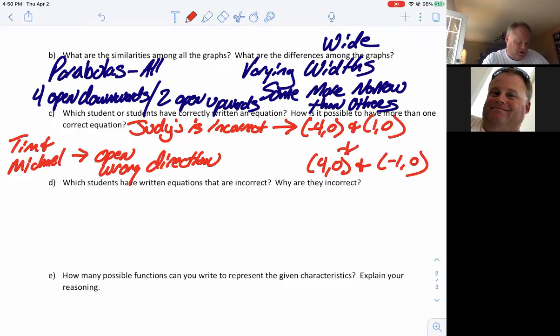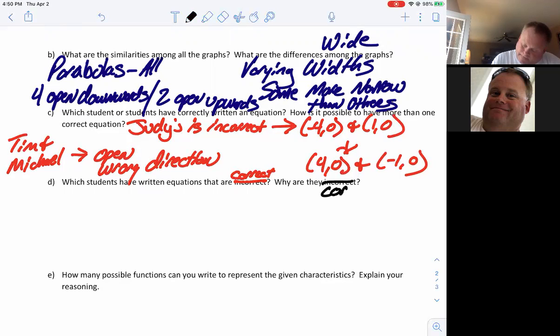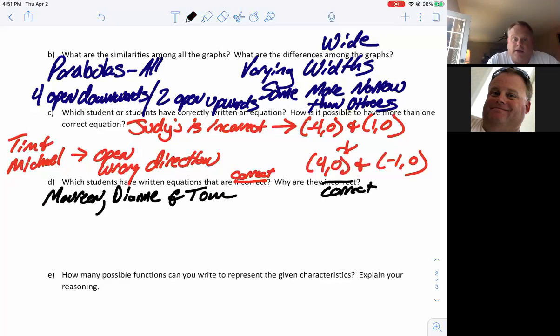So I'm going to kind of modify that. That should say correct. Okay, that should say correct and not incorrect. And why are they correct? Well, I should have caught that before now. So which students have written ones that are correct? Well, that is Maureen, Diane, and Tom. Okay.